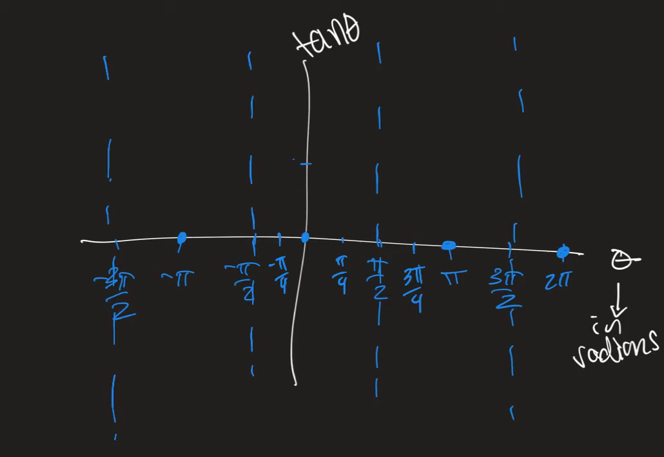Because it's positive root 2 over 2 divided by positive root 2 over 2, right? At 3 pi over 4, it's going to be negative 1. And then we can keep going. We're going to have points like this and like this. It's going to keep following the same pattern.